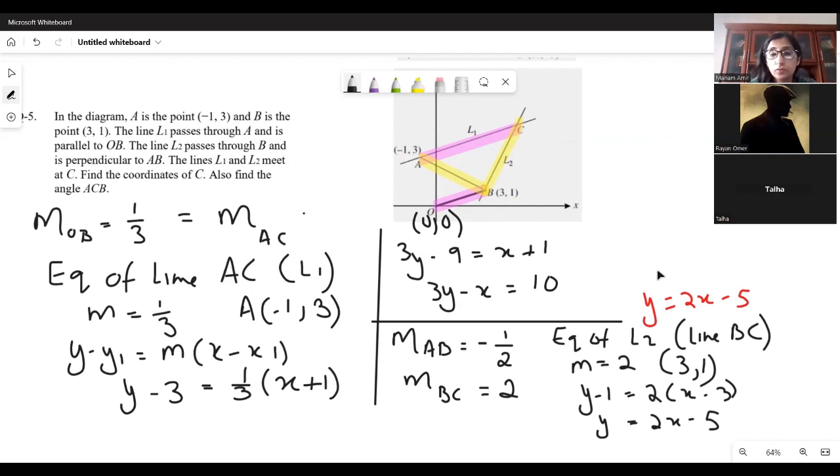So you have the equation of line L1, you have the equation of line L2, and you're being asked to find the coordinates of C. We will solve simultaneously. Yes. Please solve these two equations simultaneously and tell me what you get. This one and this.